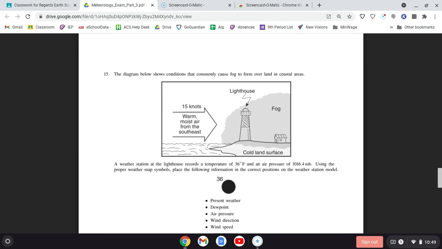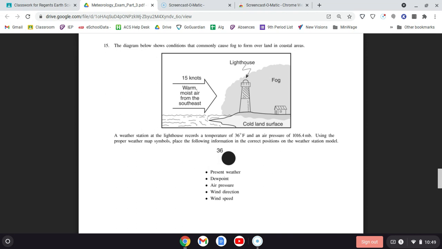Number 15, the diagram below shows conditions that commonly cause fog to form over land in coastal areas. It shows warm, moist air from the southeast. It says a weather station at that lighthouse records a temperature of 36 degrees and an air pressure of that. Using the proper weather map symbol, place the following information in the correct positions on that weather station model. So make sure you do not put it in as 1016.4. Do what you need to do. And go ahead, add that.